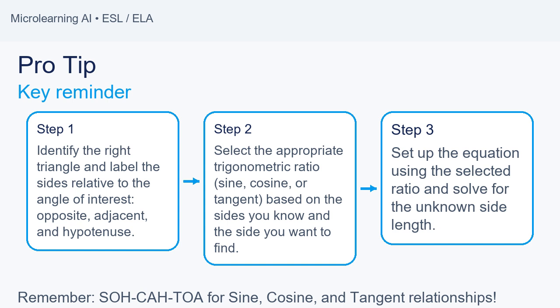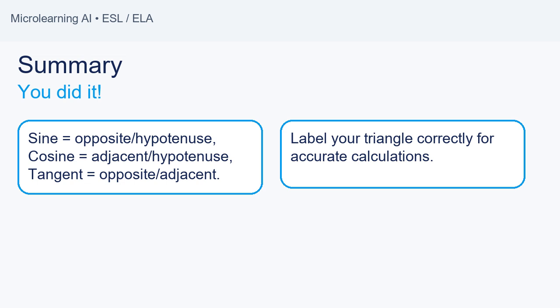Pro tip. Remember SOH-CAH-TOA for sine, cosine, and tangent relationships. Summary. Sine equals opposite over hypotenuse. Cosine equals adjacent over hypotenuse. Tangent equals opposite over adjacent. Label your triangle correctly for accurate calculations.